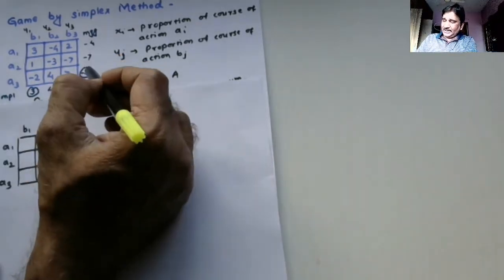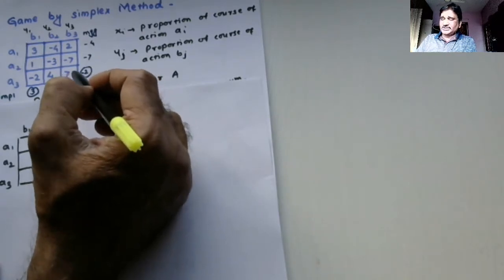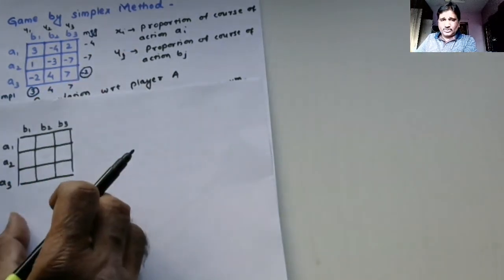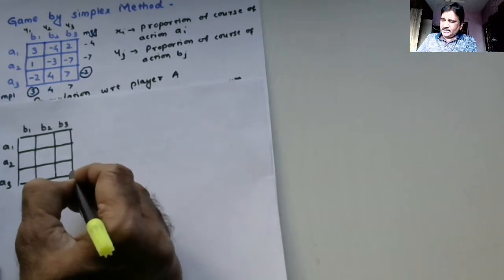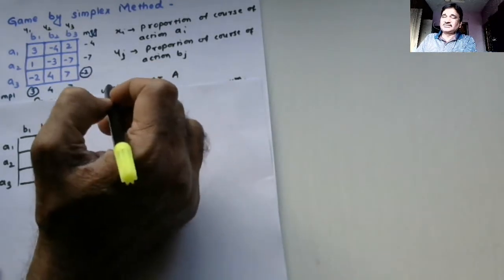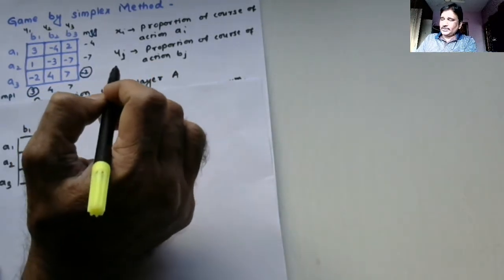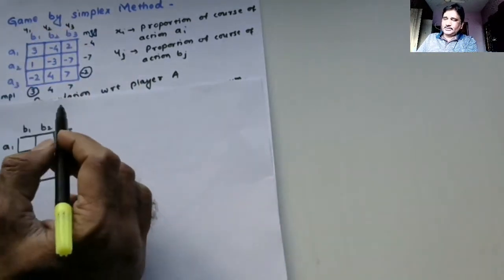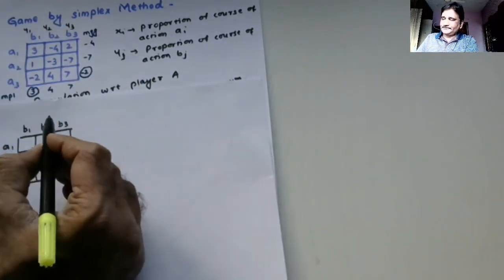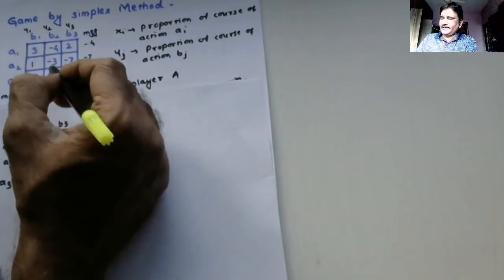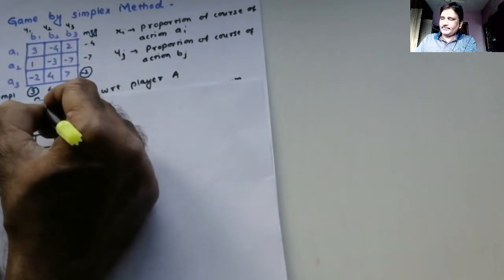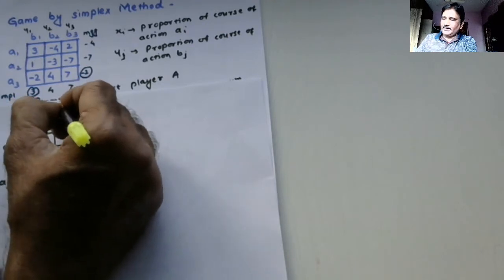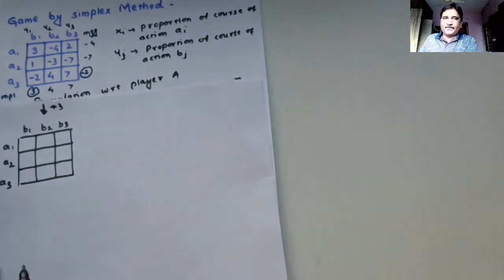If your maximum is already not negative, then you don't have to do all this. This is to be done if your maximum turns out to be negative. You have to add something to it. So I have decided to add 3 to the game, so from that game I will be adding 3 to this game.